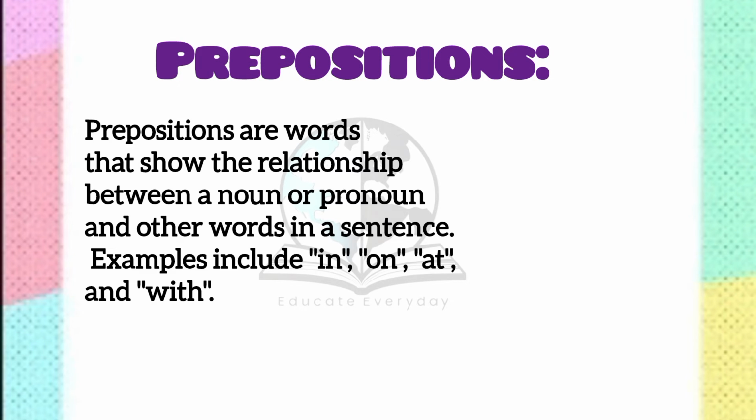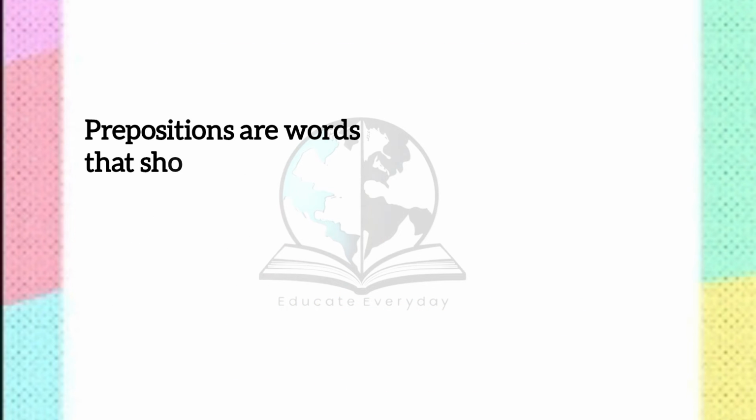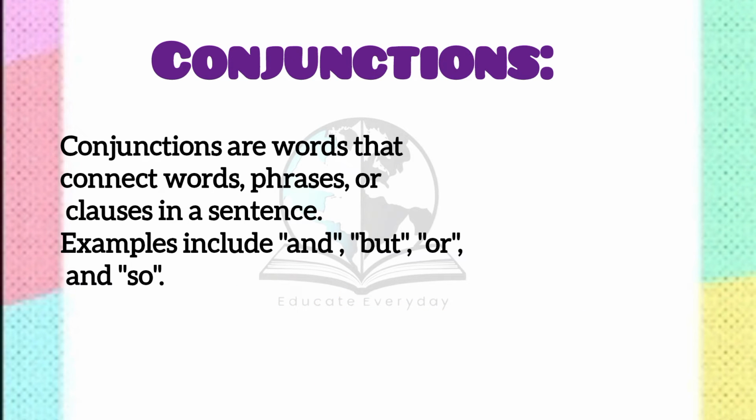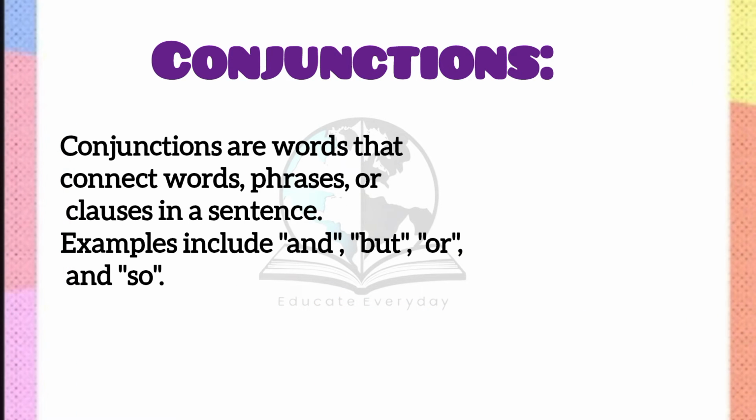Prepositions are words that show the relationship between a noun or pronoun and other words in a sentence. Examples include in, on, at, and with. Conjunctions are words that connect words, phrases, or clauses in a sentence. Examples include and, but, or, and so.